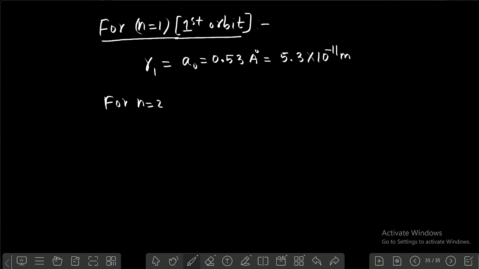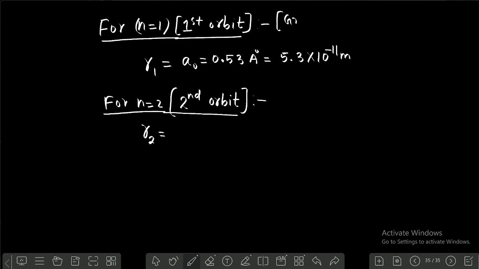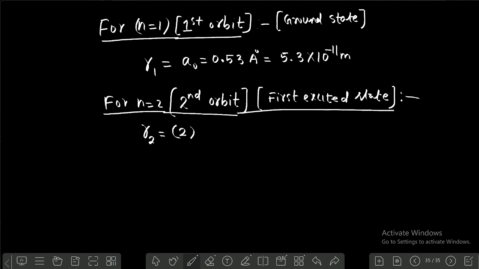For n equal to 2, that is the second orbit. What is the second orbit radius? R2. Do you know which state the second orbit is called? See, the first orbit is called the ground state. What do you call the second orbit? The second orbit is called the first excited state. So the radius of the first excited state orbit is R2. R2 equals 2 square a naught.